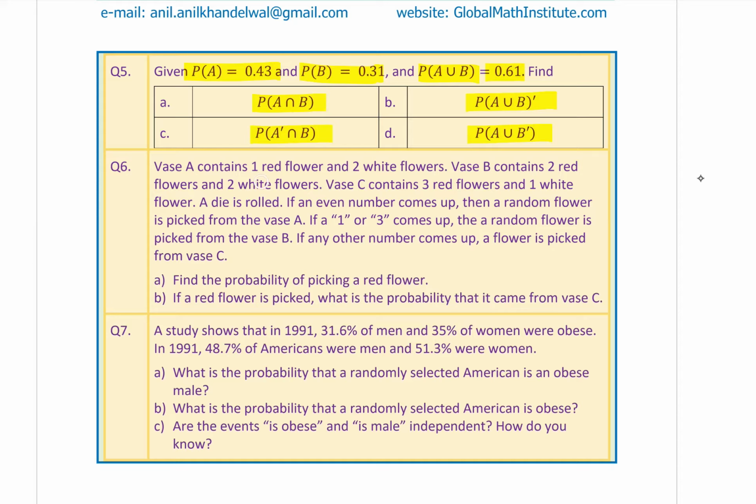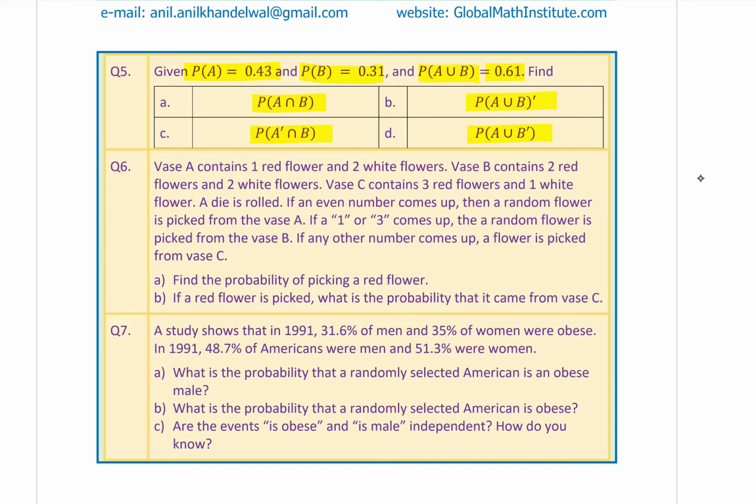Vase A contains a red flower and 2 white flowers. Vase B contains 2 red flowers and 2 white flowers. Vase C contains 3 red flowers and 1 white flower. A die is rolled. If an even number comes up, then a random flower is picked from vase A. If a 1 or 3 comes up, the random flower is picked from vase B. If any other number comes up, a flower is picked from vase C. A: What is the probability of picking a red flower? B: If a red flower is picked, what is the probability that it comes from vase C?